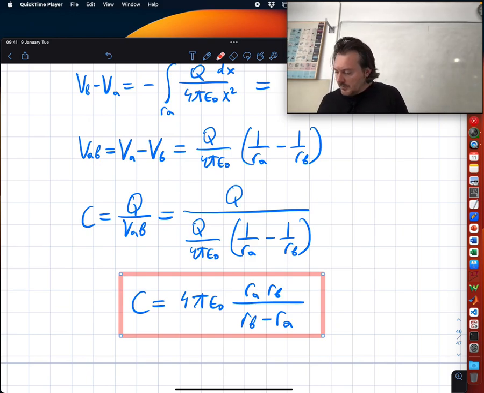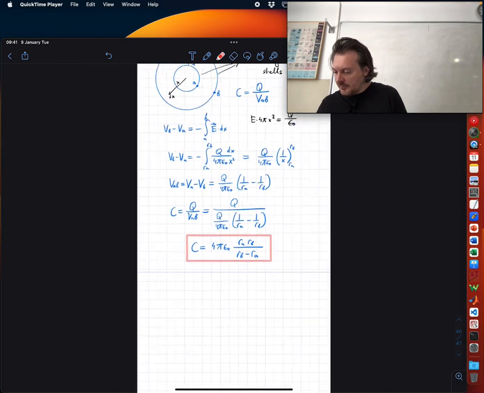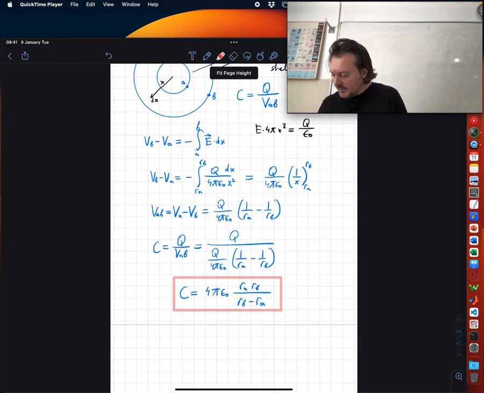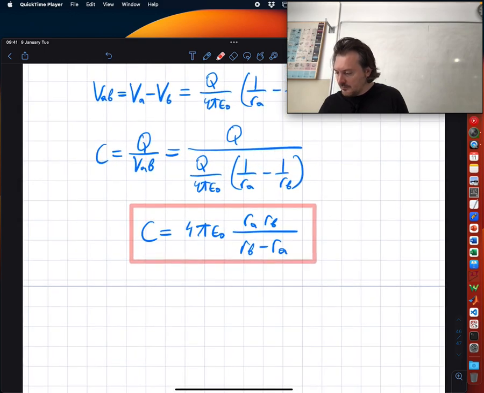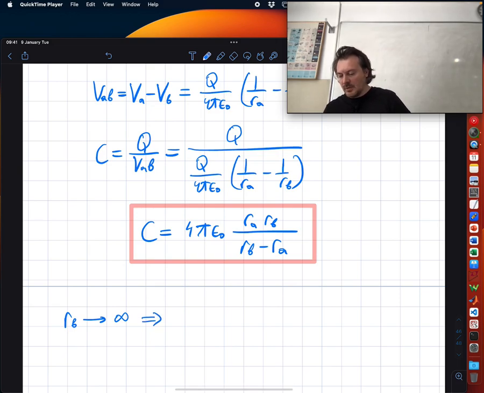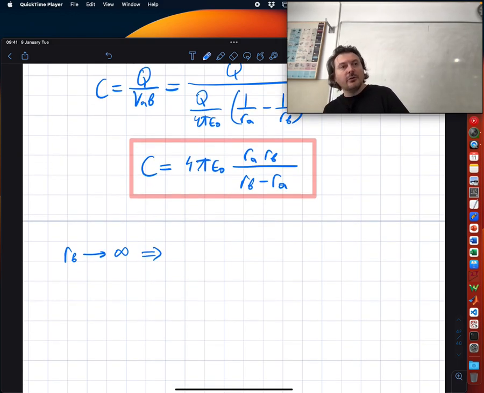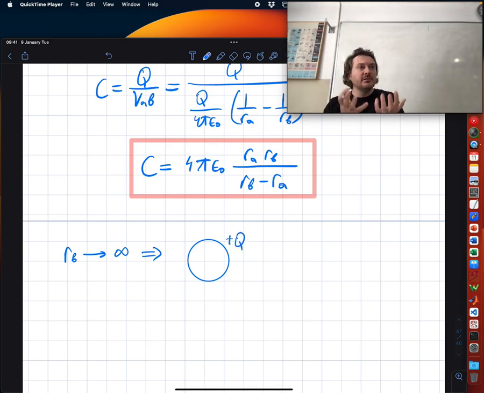Good. So there are some extreme cases for this particular question. What if RB is infinite? Let's take RB to infinity. Then what do we have as a geometry? We just have the middle circle. We just have a plus charge on top of a spherical shell, right?